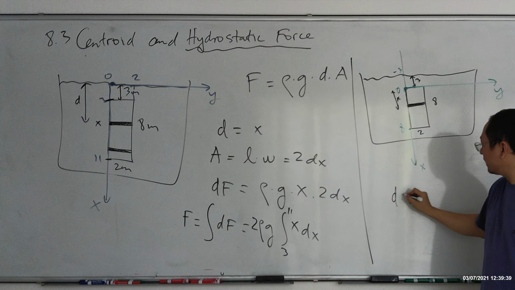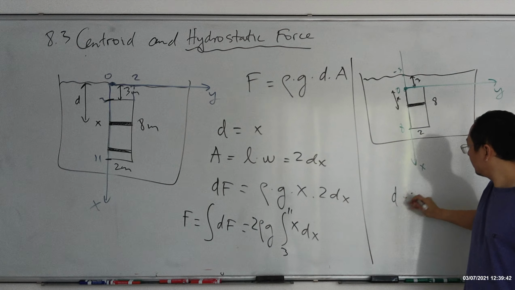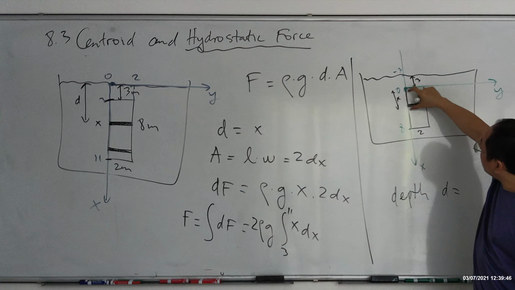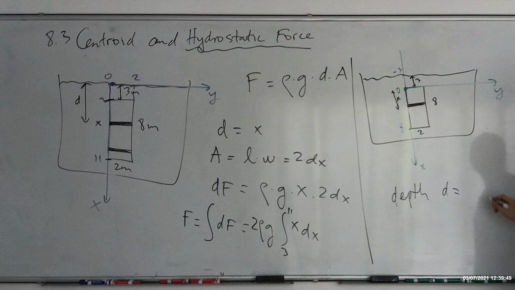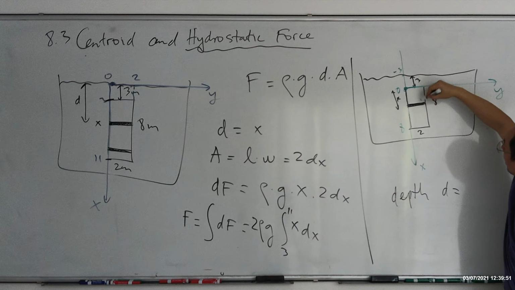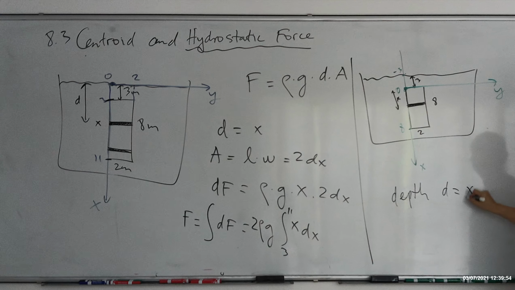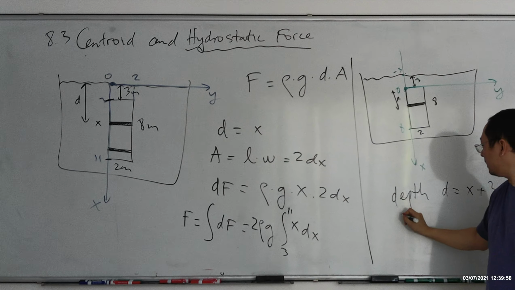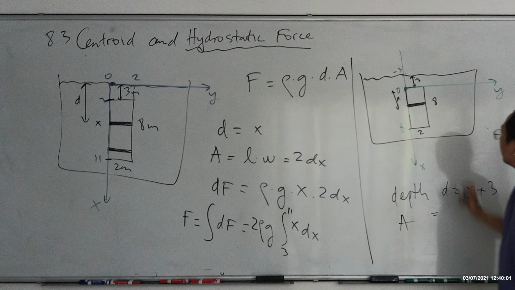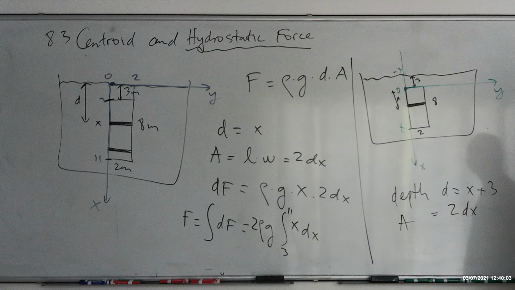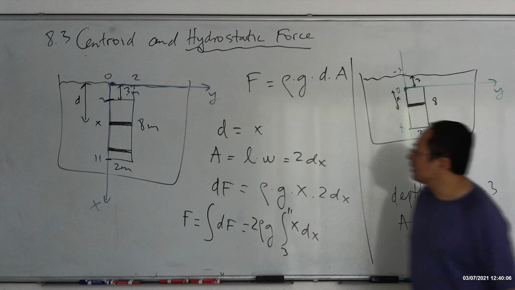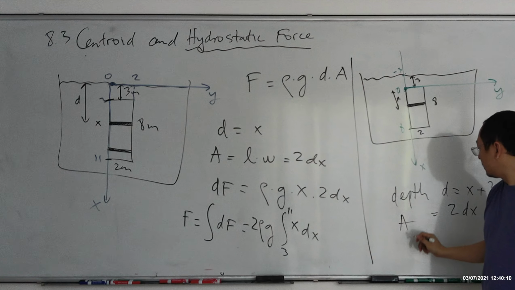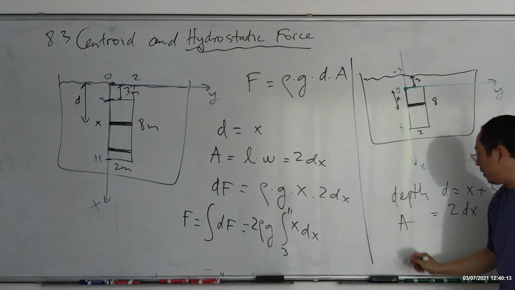What is the depth now? D, the depth. It's not x anymore because x is only from here to here. The depth now is what? The distance from the bar all the way to the surface is going to be x plus 3. Okay? And the area is going to be the same. It's equal to length times the width, which is 2 dx. dx is the thickness of that bar. This is dx. Okay? So the total force is still pretty much the same formula.